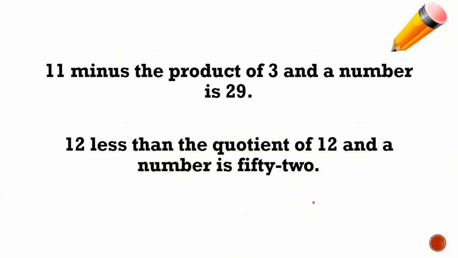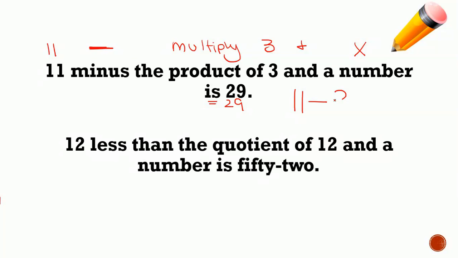Let's try a few harder ones. So, 11 minus the product of 3 and a number is 29. Let's translate that into pseudo math again. So we get 11 minus. We know minus is subtract, so I'm going to put a big subtraction sign. The product, multiplication. So let's multiply 3 and a number. Let's pick x again. Is 29, so equal 29. So 11 minus multiply 3 and x equals 29. Basically what we're going to translate that to is 11 minus 3 times x, or just 3x, equals 29. Not too bad, right?